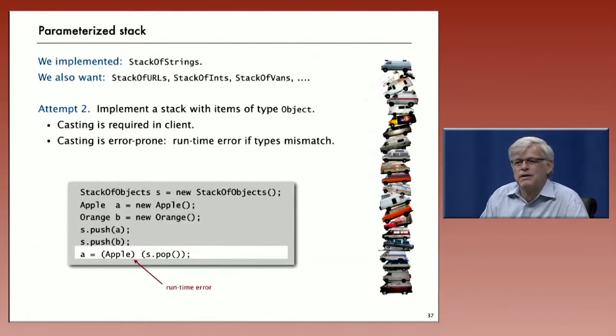So in this example, we have two stacks, one of apples and one of oranges, and then it's up to the client when it pops something off the apple stack to cast it to apple to keep the type checking system happy. The problem with this is that the client code has to do this casting, and it's kind of an insidious bug if it doesn't quite get it.